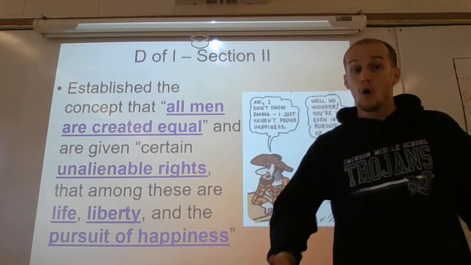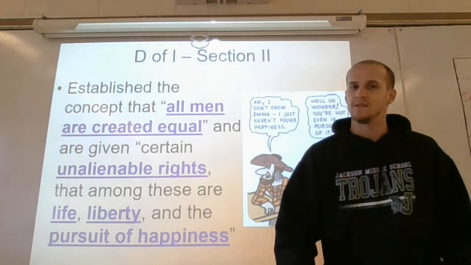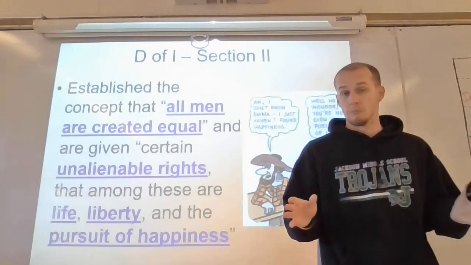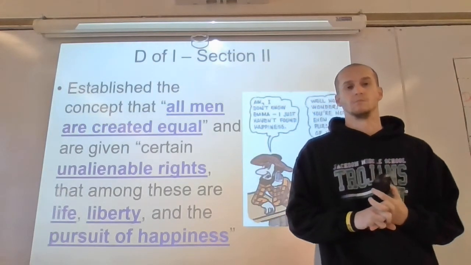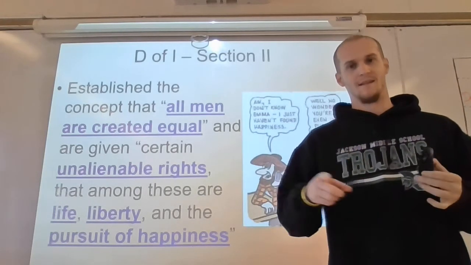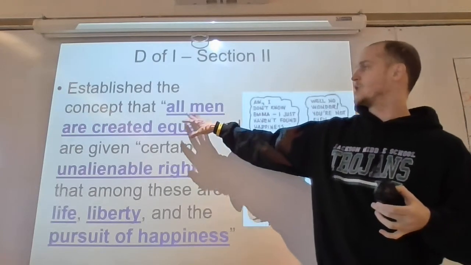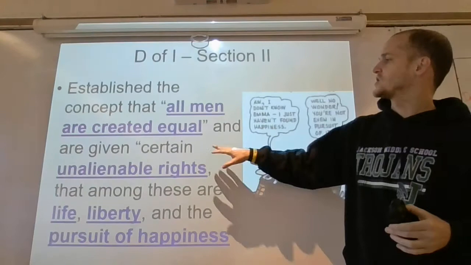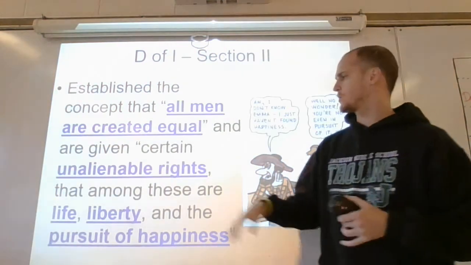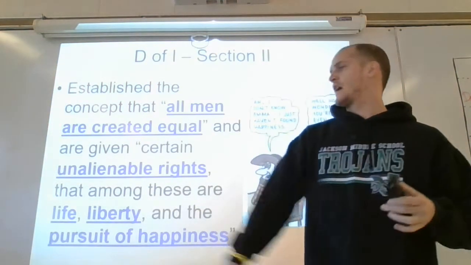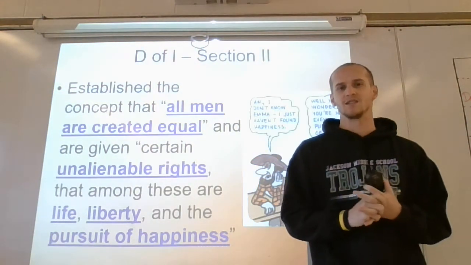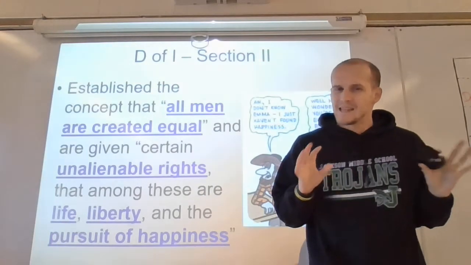Continuing with section 2, it establishes the idea that all men are created equal. Well, we know the colonies did not actually believe that. Not all men were created equal. All white men were created equal? No. That's not true. All rich white men are created equal. And those rich white men that are created equal have certain unalienable rights, rights that cannot be taken away, rights that are given to them at birth: life, liberty, and the pursuit of happiness. And again, we know that the writers of the Declaration of Independence didn't really mean all men.